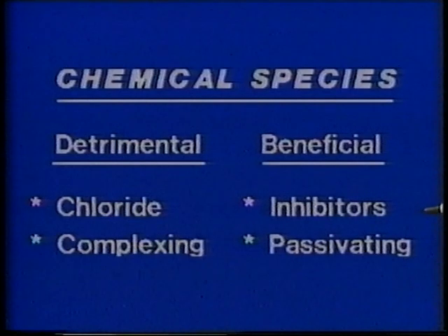Beneficial materials would be things that act as corrosion inhibitors, chromates, silicates, other constituents of the environment that can be beneficial by slowing the rate, and also elements that will increase the passivity or be passivating elements.